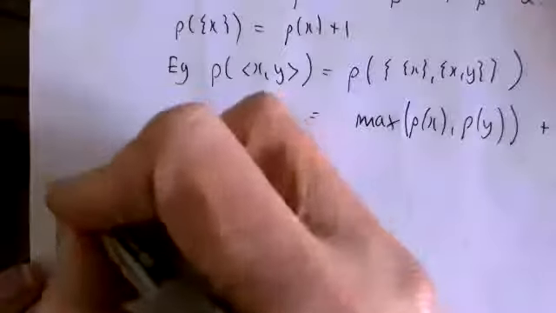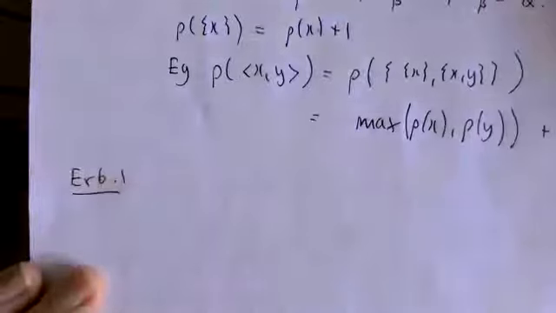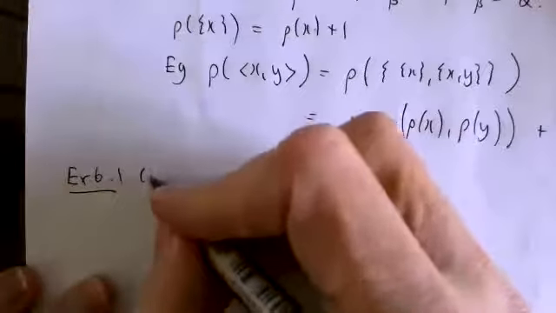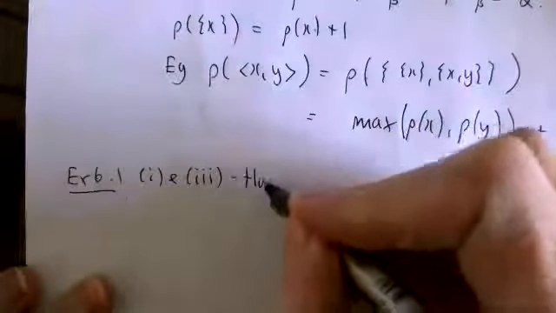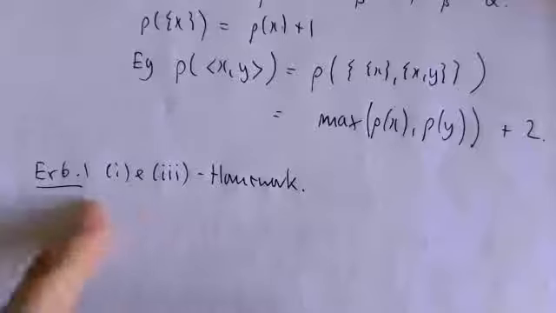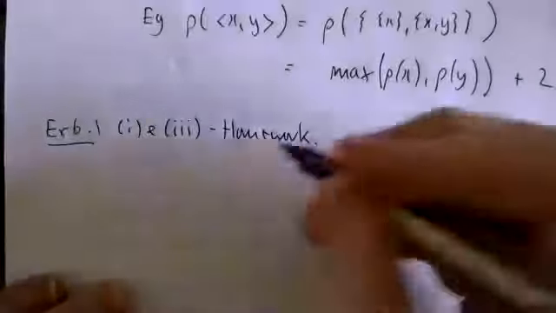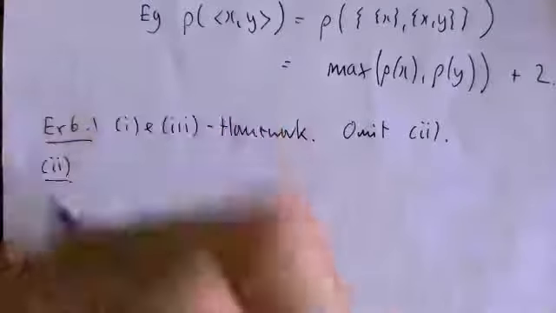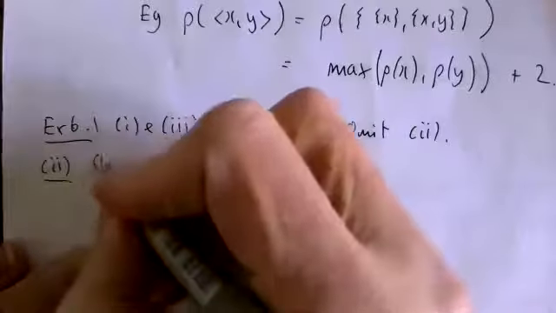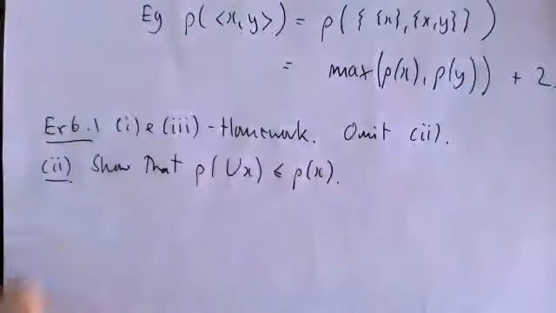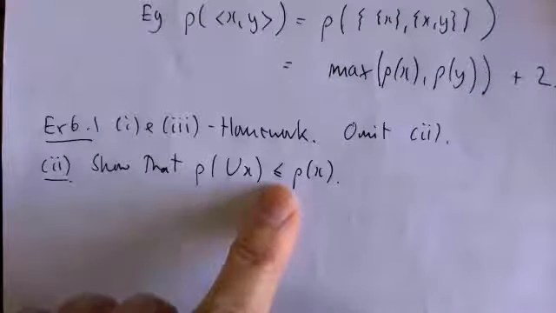Now, exercise 6.1 that I set as the homework, just to save the marker, I'm going to do two now. So just do parts one and three. I said on the course webpage do all of 6.1, but let's do 6.2 now. So omit 2 because we're going to do 2 now. Show that the rank of the big union of X is less than or equal to the rank of X. And you're asked to give examples of when we have equals and non-equals here.